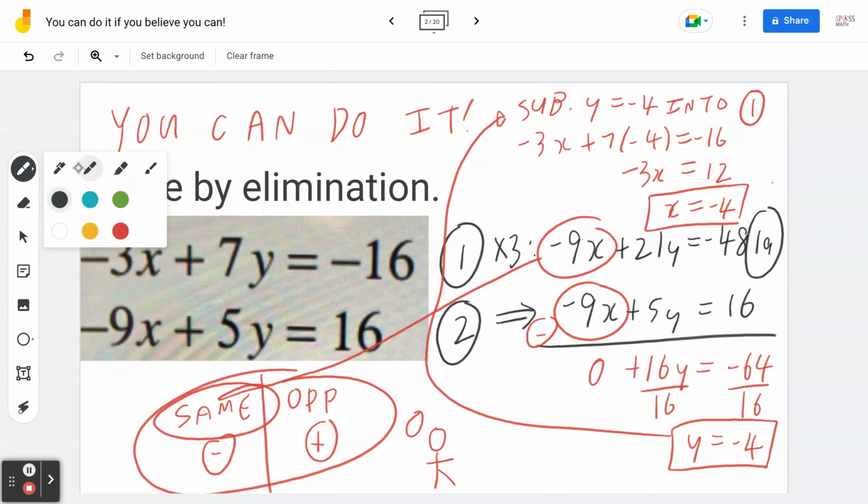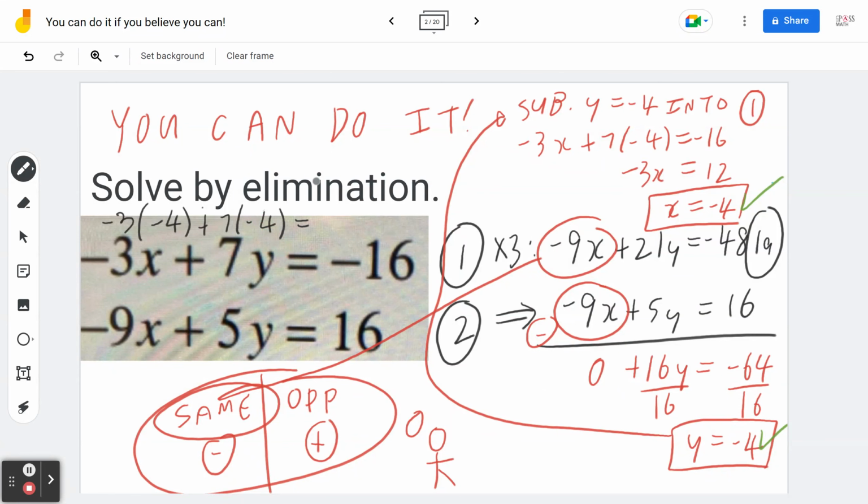Now, at this point, I'm going to invite you to double check. How do we know for sure this is right? Spend 1 extra minute. Plug it back in. Negative 3 times negative 4 plus 7 times negative 4. If you look at this, look what happens. This is going to be 12 minus 28, which is going to be negative 16. Again, if you look at the second case, negative 9 times negative 4 plus 5 times negative 4. That's going to be 36 minus 20, which is exactly 16. So by spending 1 extra minute to double check, you know you have the perfect answer.